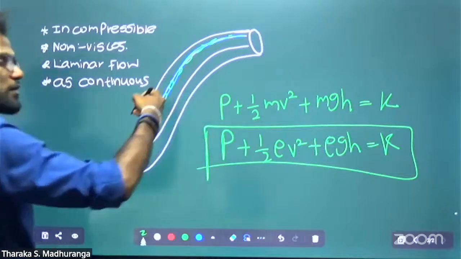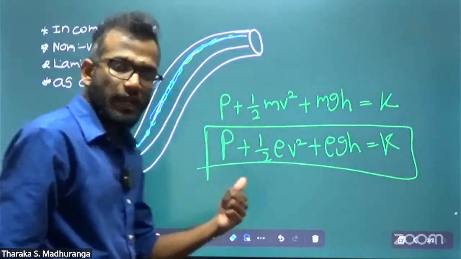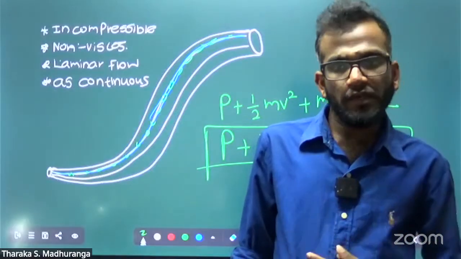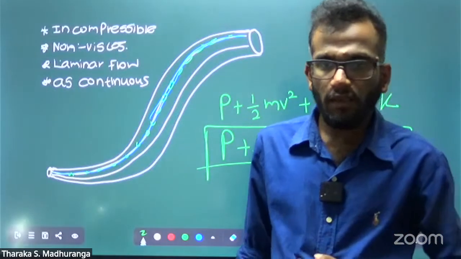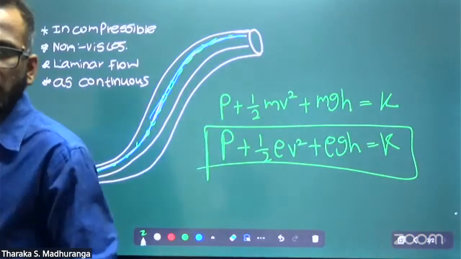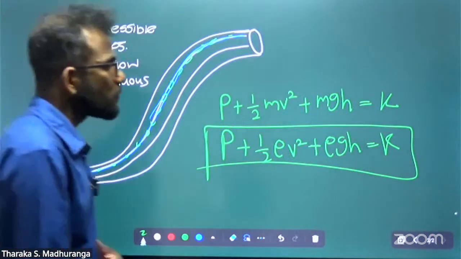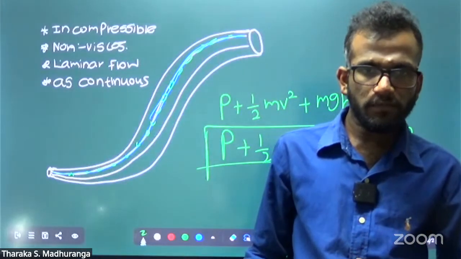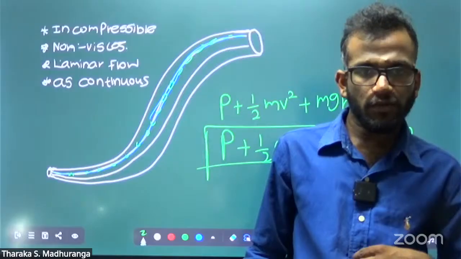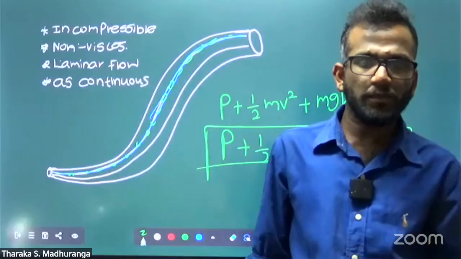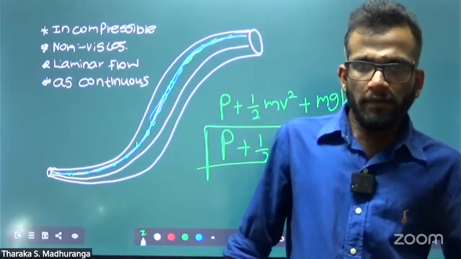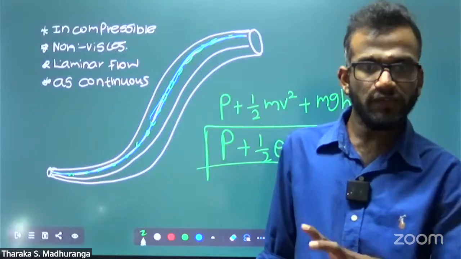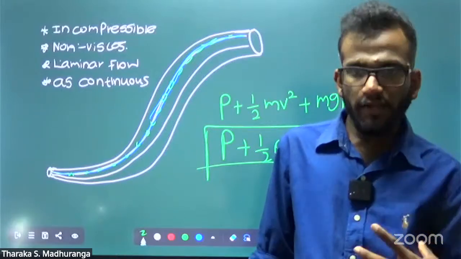Same streamline, the total energy at unit volume is a constant. Understood? Can you write down some definition for Bernoulli's theorem? You don't need to learn these terms and definitions by heart, but you should have some idea.